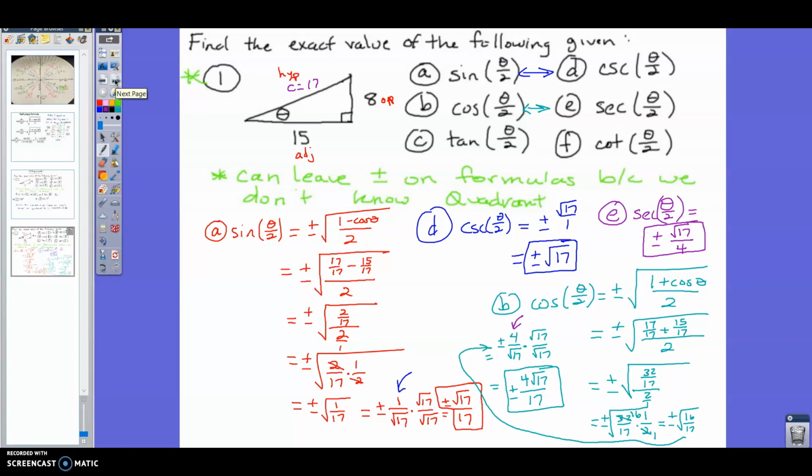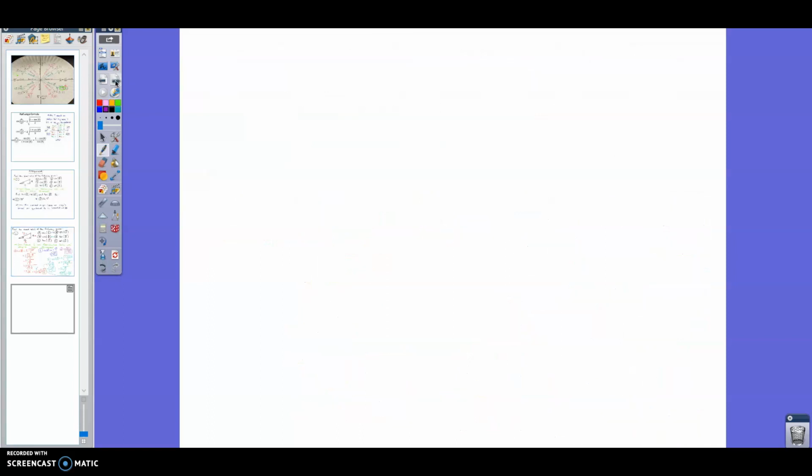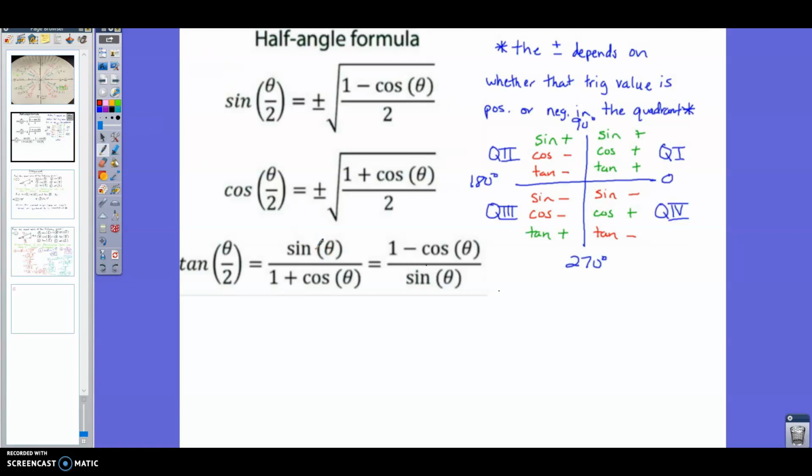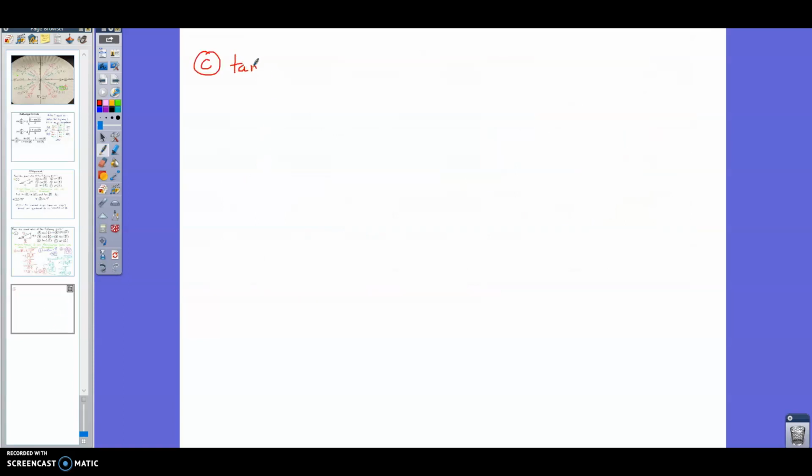Okay, now the last one that we have to find is the tangent of theta over 2. So that is going to be part C. And the formula for that is sine theta over 1 plus cosine theta, or you could use this one. It doesn't really matter. You'll get the same answer regardless. I'm just going to use this first one over here. So sine theta over 1 plus cosine theta. So we're going to fill out what they gave us. Now this one doesn't have a plus or minus, so we don't have to worry about that.